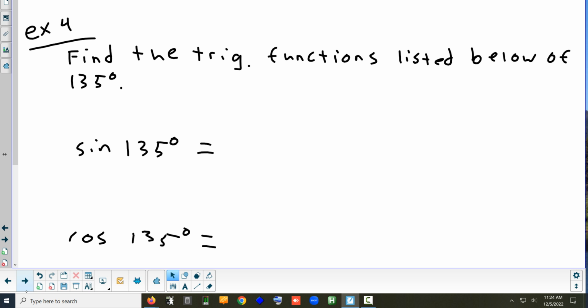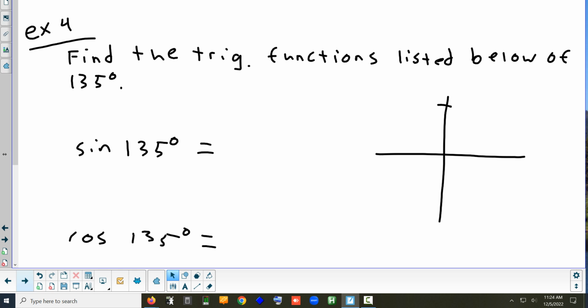How about 135? What's your coordinate for that? So if you get stuck, think through: is this a multiple of 30 or a multiple of 45? Multiples of 30 have to end in 0. Multiples of 45 that are in the middle of a quadrant always end in a 5. So it's a multiple of 45.